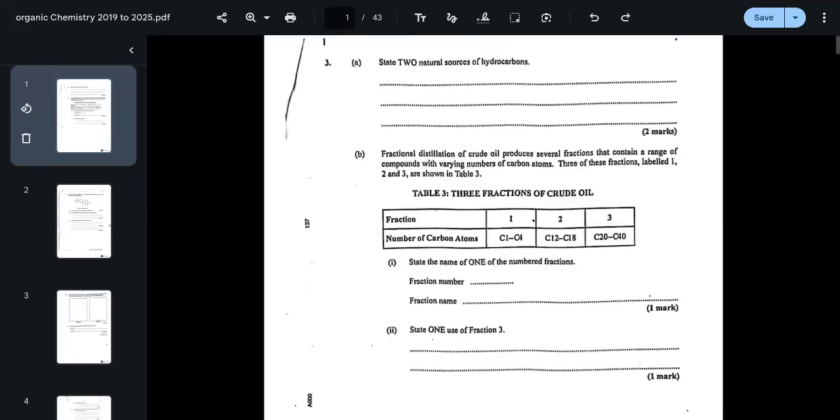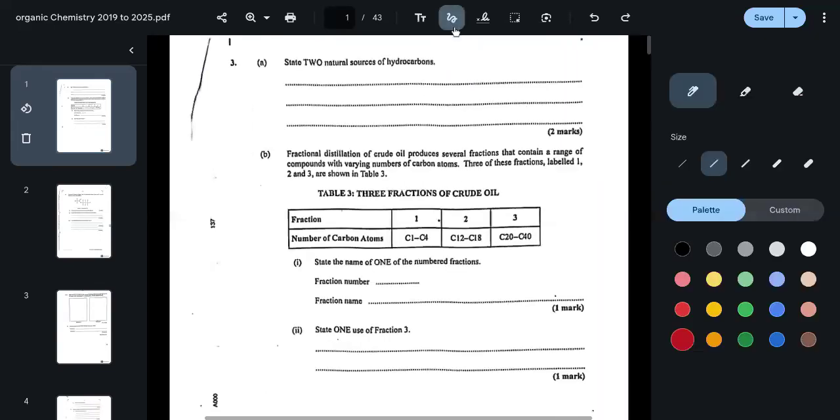We're starting with: state two natural sources of hydrocarbons. So we have petroleum slash crude oil. So that's one. And natural gas.